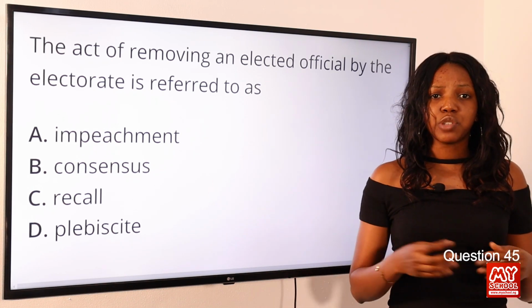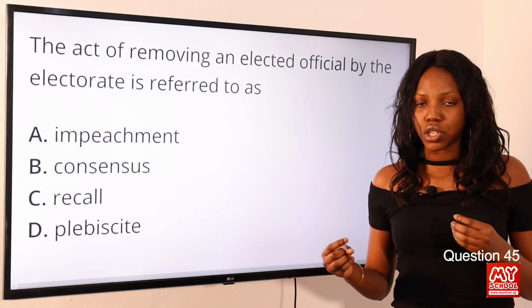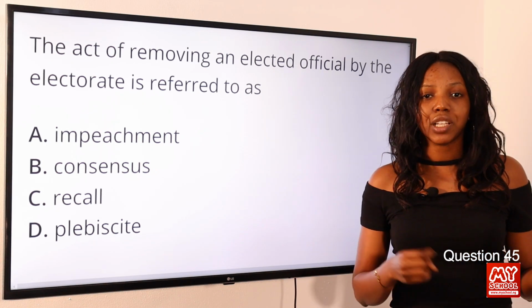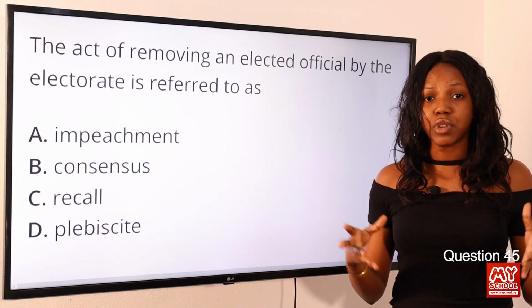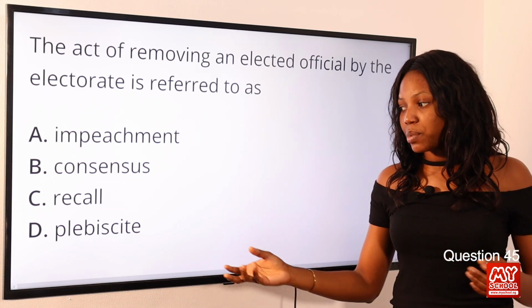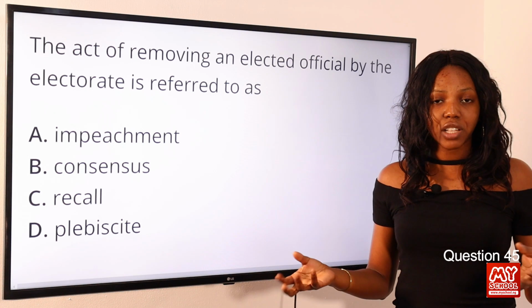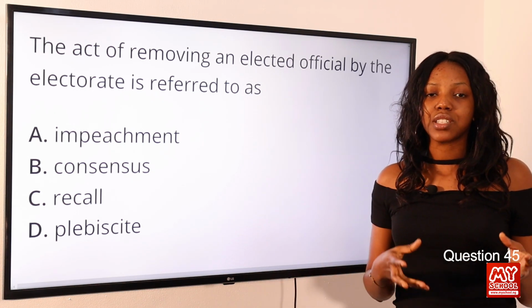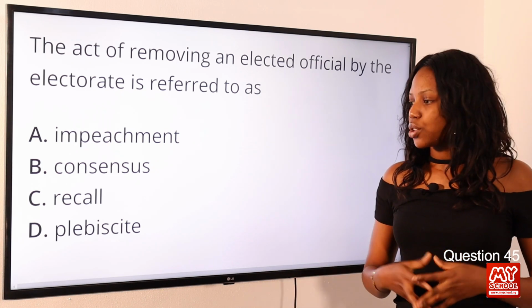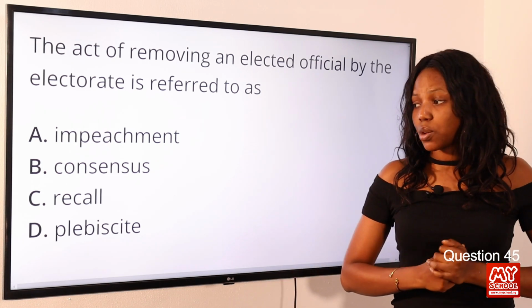However, impeachment is a formal accusation of misconduct committed by a public officer. Consensus is a general agreement on a particular issue. Plebiscite, which also means referendum, is when people are asked for their opinion about certain issues, political issues or social issues. So the answer to this question is option C, recall.